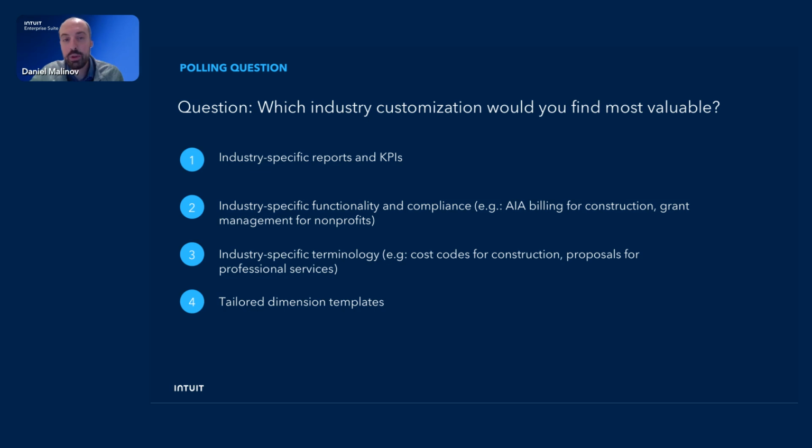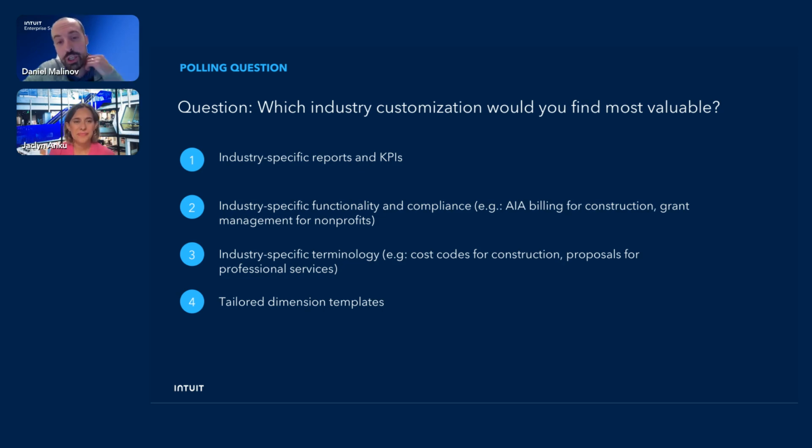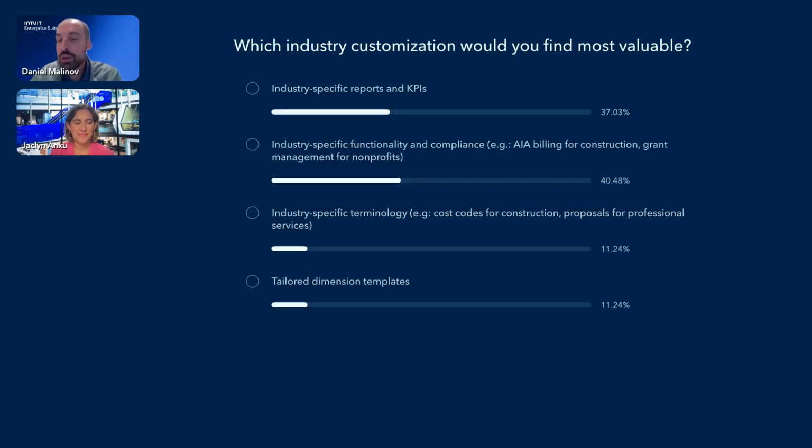Next is our poll question. So which industry customization would you find most valuable? Is it industry-specific reports and KPIs? Is it industry-specific functionality and compliance? So think construction AIA billing, grant management for nonprofits, industry-specific terminology, like I mentioned, cost codes for construction or even proposals for professional services. Or tailored dimension templates, so similar to what we're doing for chart of accounts, have us bring that forward with dimensions that we know are commonly used for specific industries. That should now be available in your poll section in the chat. So please go ahead and take a look and give us your thoughts.